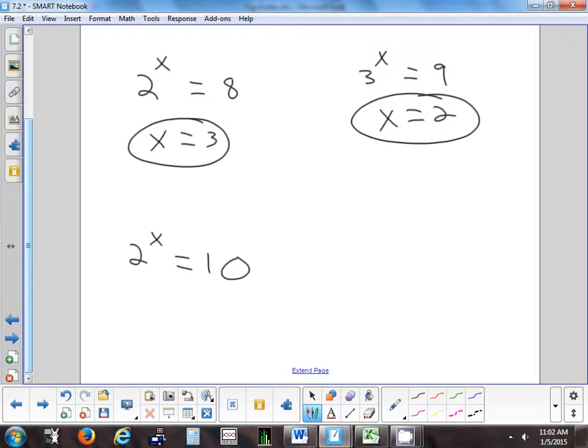It would have to be some kind of decimal or fraction. Because you're saying 2 to what power gives you 10? Well, if you do 2 cubed, that's 8. That's too small. If you go to the next number up, 2 to the 4th power is 16. That's too big. So x is somewhere between 3 and 4. What is it exactly? Well, that's where a logarithm would come in. Logarithms are used pretty much when you have to deal with variables in the exponents. That's when you see logarithms.